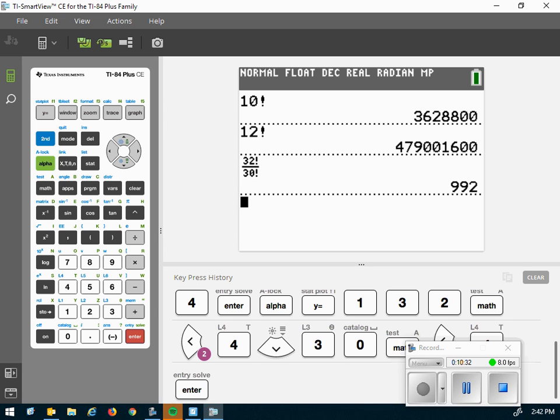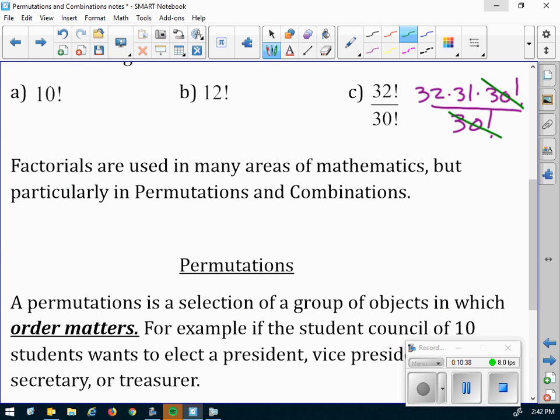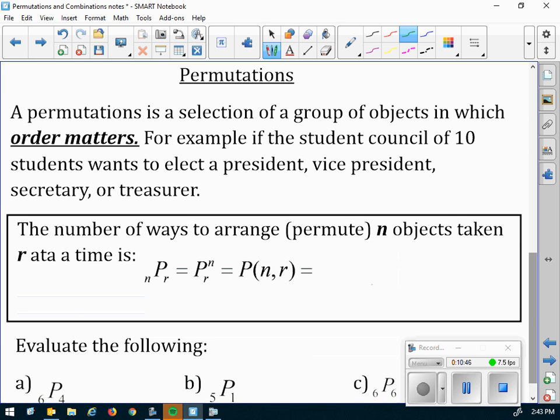Okay, so let's continue. Factorials are used in many areas of mathematics, but primarily in permutations and combinations. Now, a permutation is a selection of a group of objects in which order matters. I'm going to give you an example of one very recently, like Saturday, the Kentucky Derby. Now, we're just going to pretend nobody got disqualified.